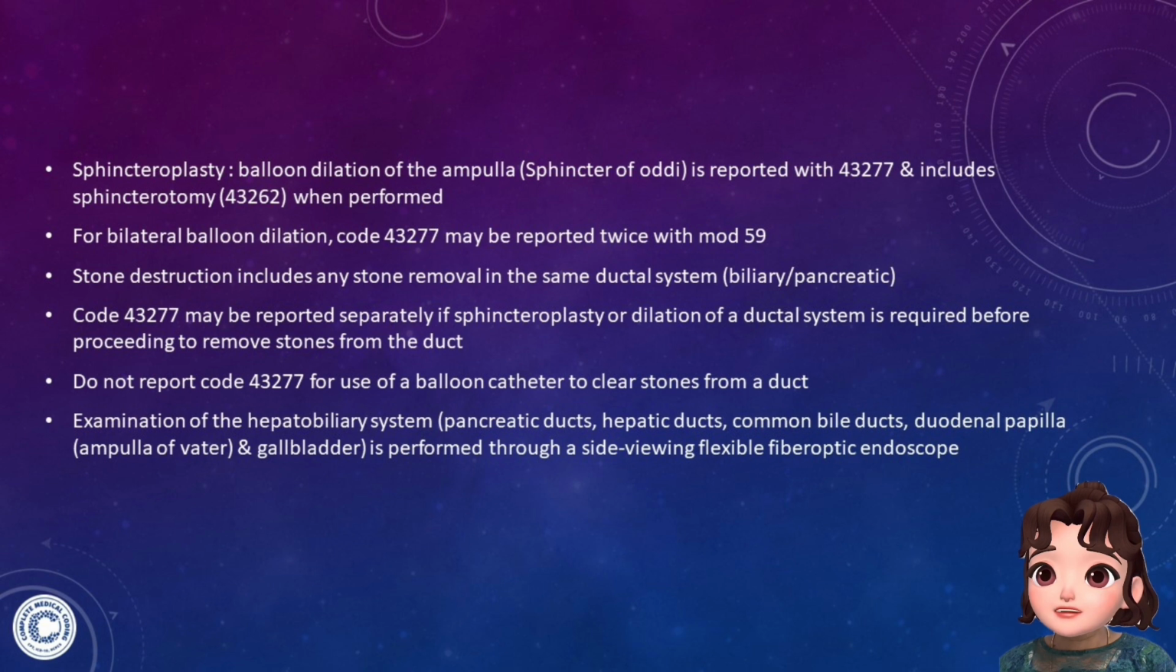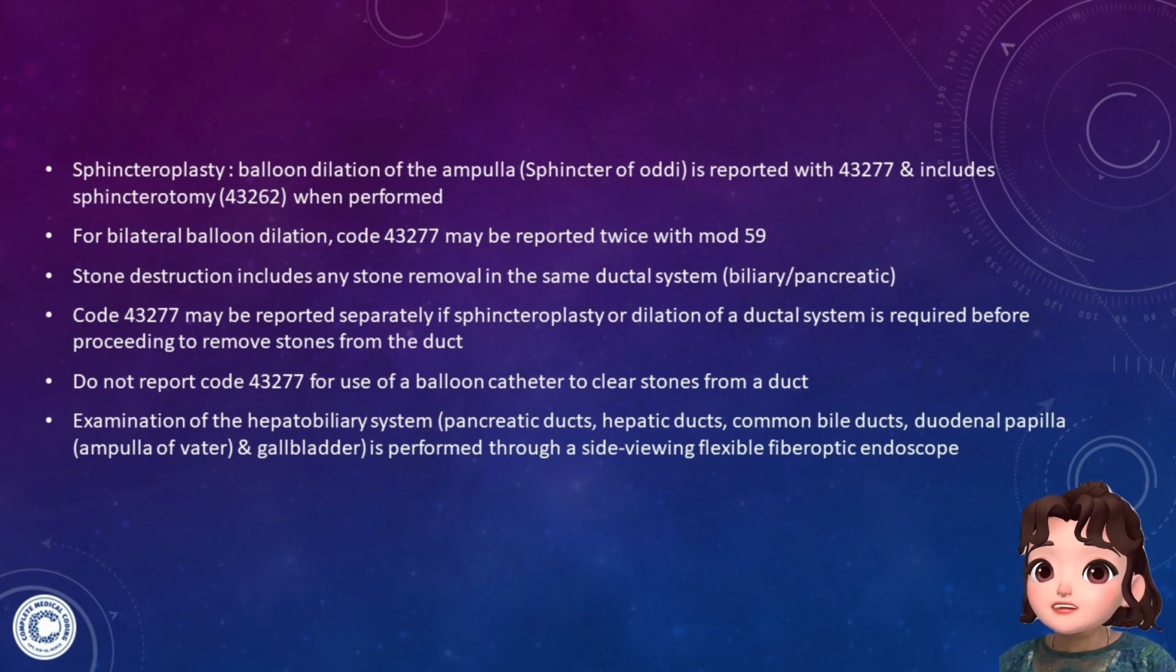Now, code 43277 may be reported separately if sphincteroplasty or dilation of a ductal system is required before proceeding to remove stones from the duct. Do not report code 43277 for use of a balloon catheter to clear stones from a duct. So if there is a use of balloon catheter, you cannot code 43277 for a balloon catheter.